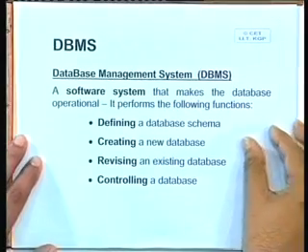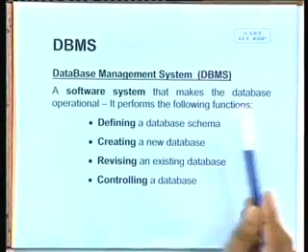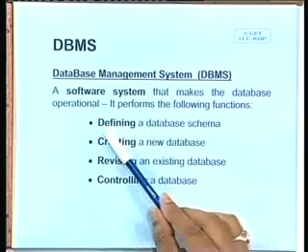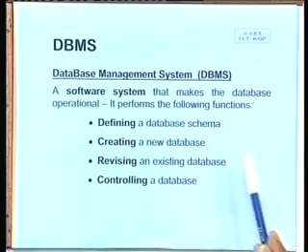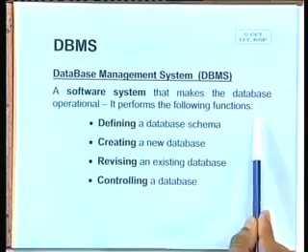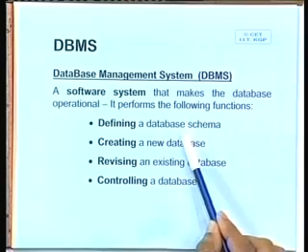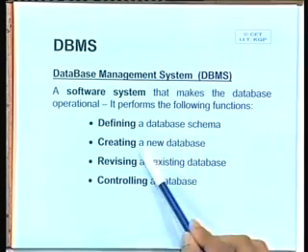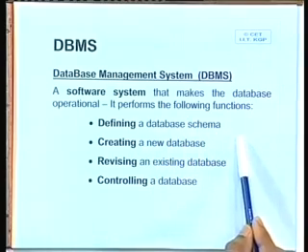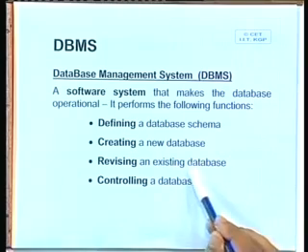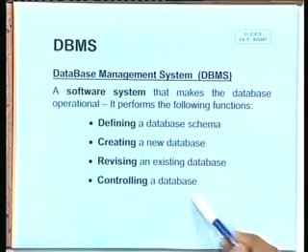We will come back to these discussions later, but before that let us try to see certain other aspects or certain other things about DBMS. Now, a database management system is a software system that makes the database operational. I have told you that earlier. It performs the following functions. What it does? Defining a database schema, creating a new database, revising an existing database, and controlling a database.